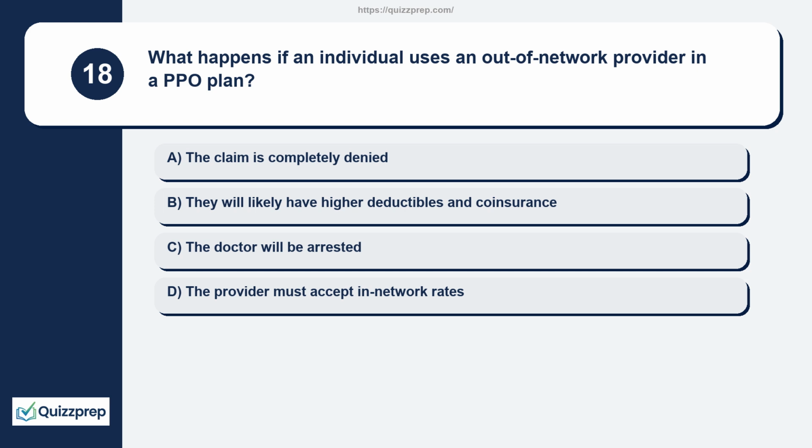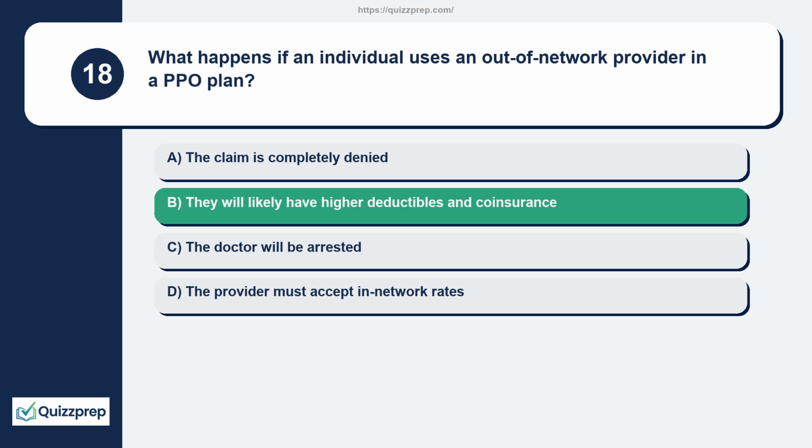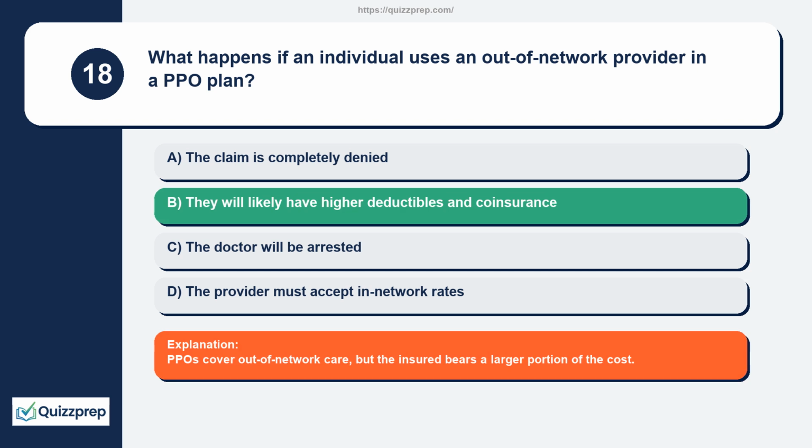Question 18. What happens if an individual uses an out-of-network provider in a PPO plan? The claim is completely denied. They will likely have higher deductibles and coinsurance. The doctor will be arrested. The provider must accept in-network rates. PPOs cover out-of-network care, but the insured bears a larger portion of the cost.